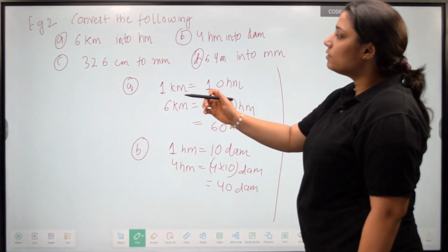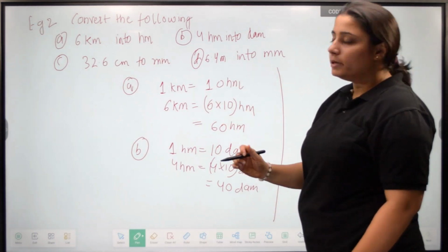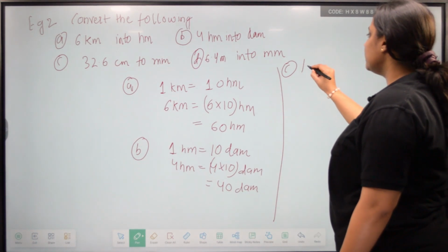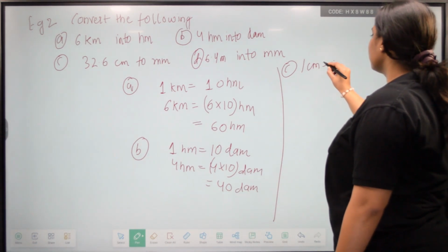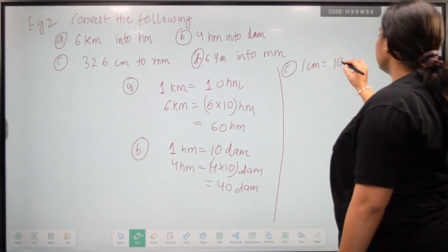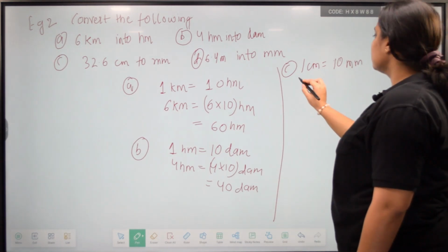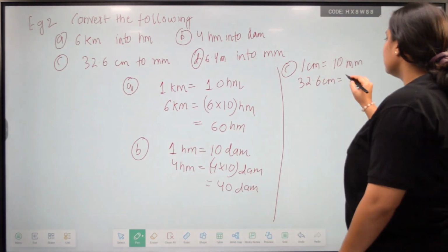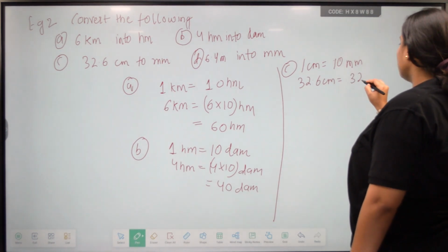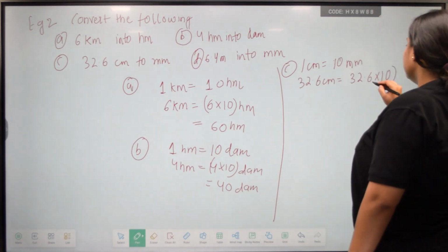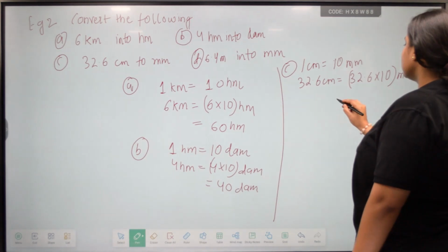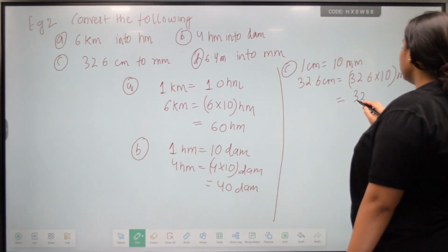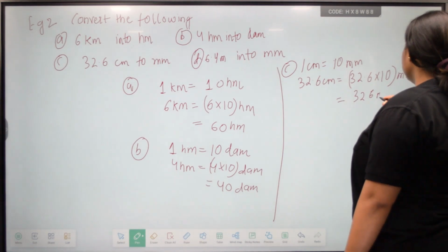Part C, we need to convert 32.6 centimeter to millimeter. So we know that 1 centimeter is equal to 10 millimeter. Hence, 32.6 centimeter will be equal to 32.6 into 10 millimeters, which is equal to 326 millimeter.